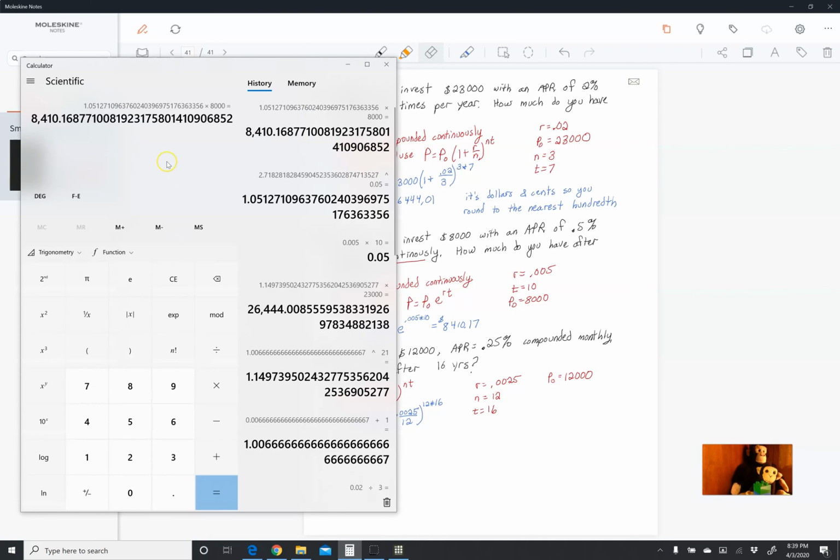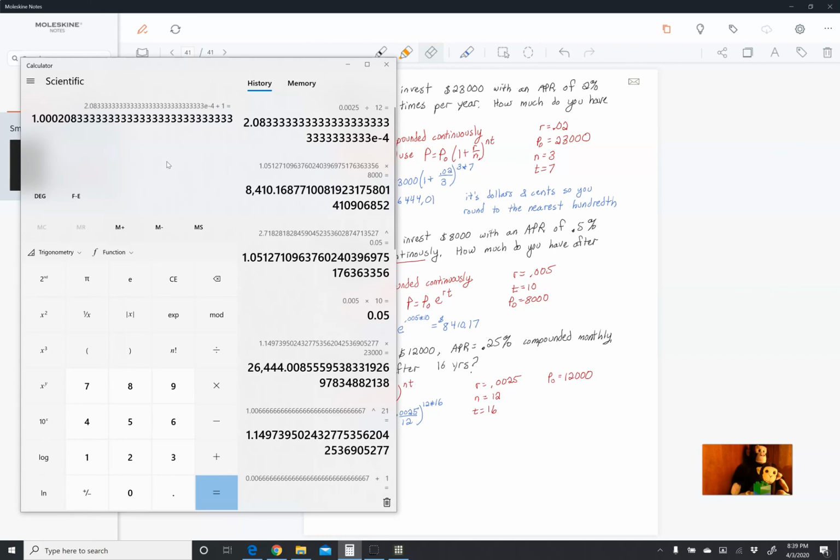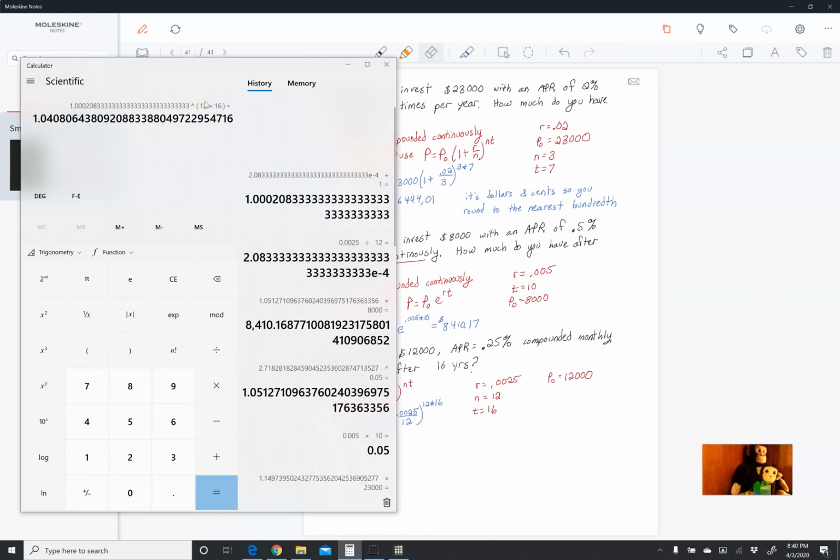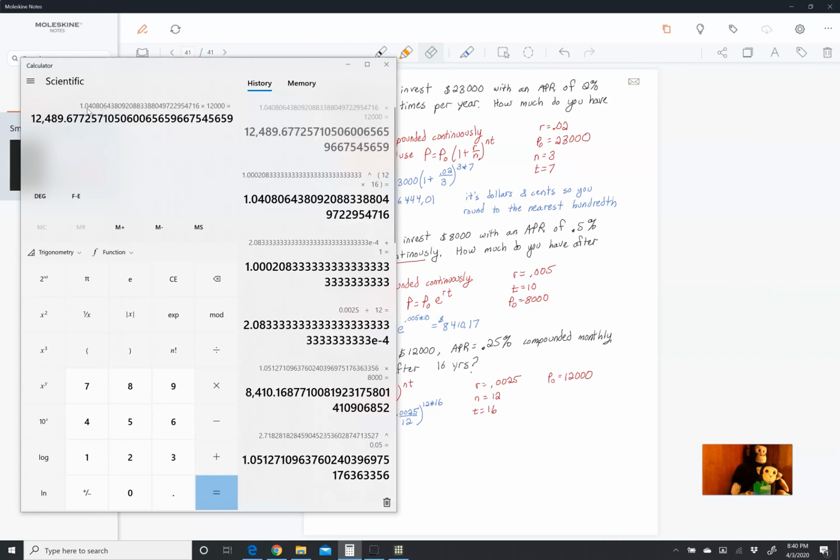So now we go to our calculator. We're going to do parentheses first. 0.0025 divided by 12. Then we're going to take that and add it to 1. Now we're going to raise that to the power of 12 times 16. So you have to put the 12 times 16 in parentheses. Otherwise, it's just going to raise it to the 12th first, and then it'll multiply by 16. And then notice you just get a number a little bit above 1. That's the way it should be, okay? If you got something much above 1, then you did something wrong. And then we're going to multiply by 12,000. And it makes sense that we wouldn't get such a high number because our interest rate is so low. So it's $12,489.68.